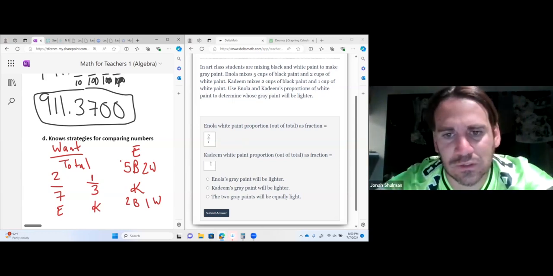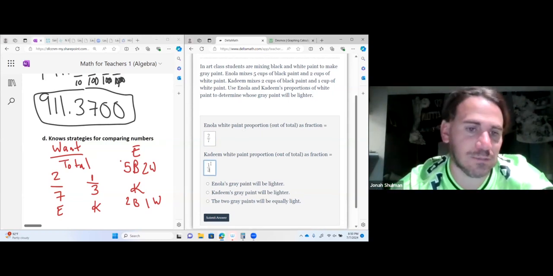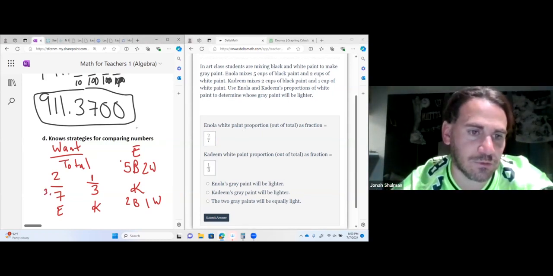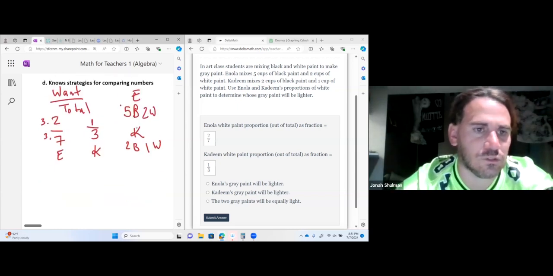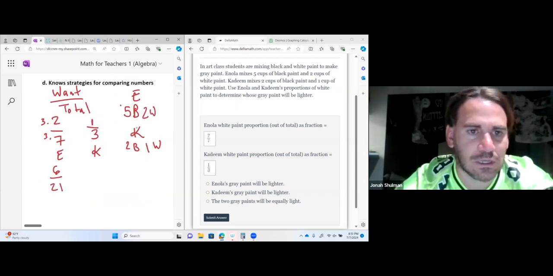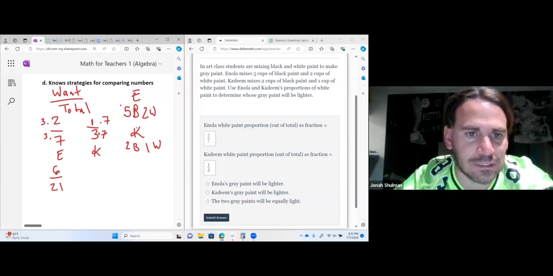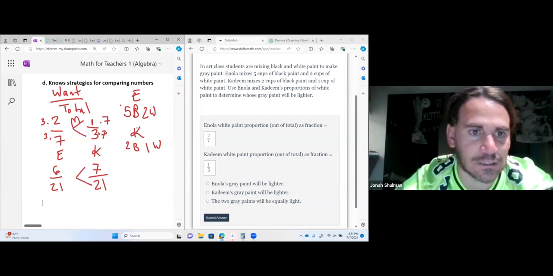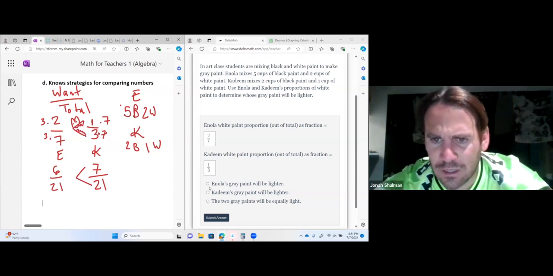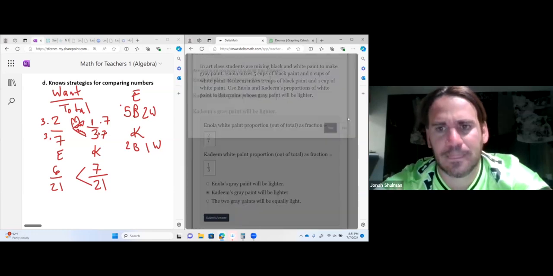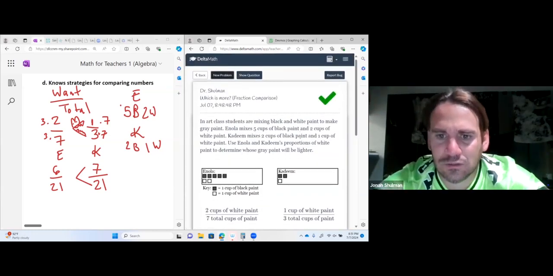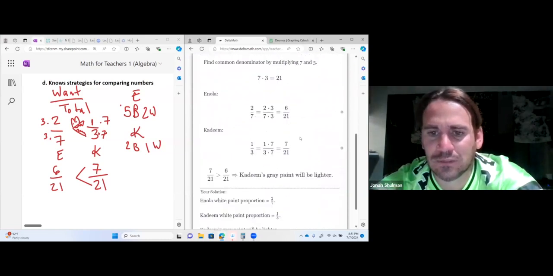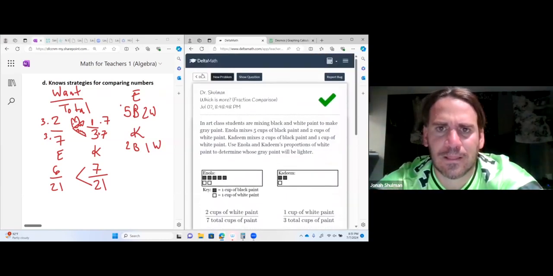If you're confused about this, we can always make them the same denominators. I can multiply this by 3. So Anola's really 6/21s. I can multiply this by 7. And Kadeem is going to be 7/21s. So which one's more white? Well, which is bigger? 1/3 is indeed bigger. And you can teach your students that the alligator always wants to eat the bigger fraction. 1/3 is bigger than 2/7. Kadeem's will be lighter. Ta-da! Ooh, they drew a picture too. They got the fractions. Ooh, and they made the same denominator. Look at that. All right, let's keep it going.